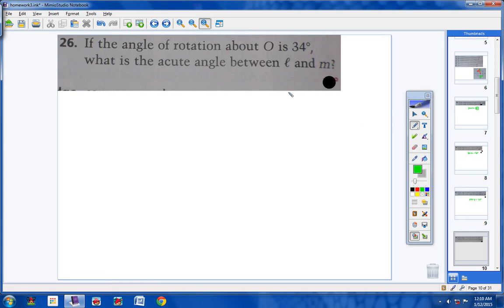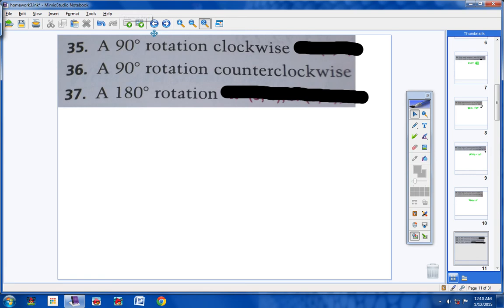So this is a case here where you take 34 and you divide it by 2, okay? You don't multiply it because you're not looking for the angle of rotation. You're looking for the angle between the two lines, okay? So now if they give you the angle between the two lines and ask you to find the angle of rotation, then you multiply it by 2. But that is not the case here. So we're going to take 34 divided by 2, and the answer is 17 degrees. Okay, 17 degrees. Alright, moving on now to numbers 35, 36, and 37.